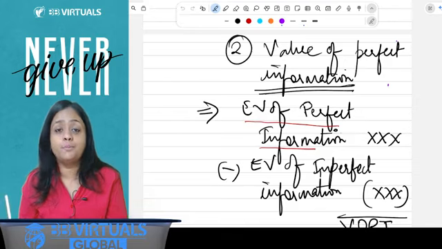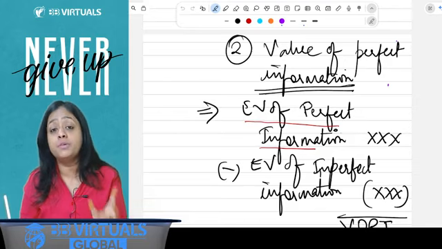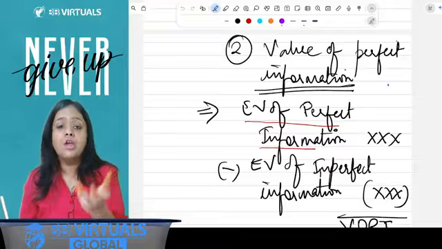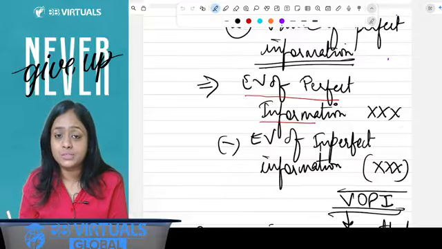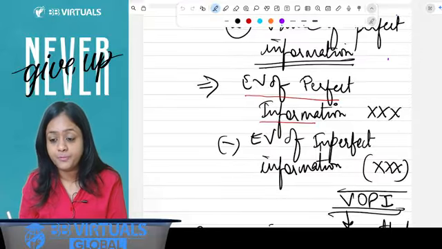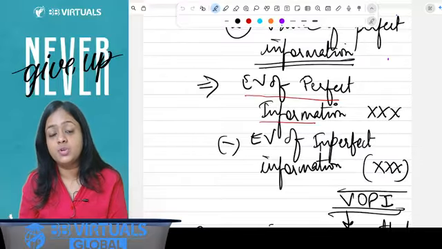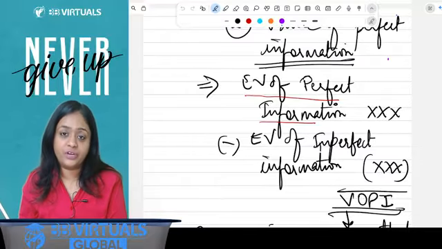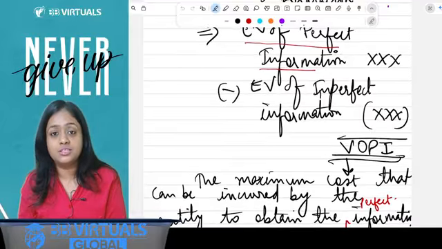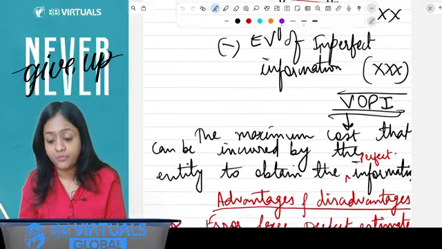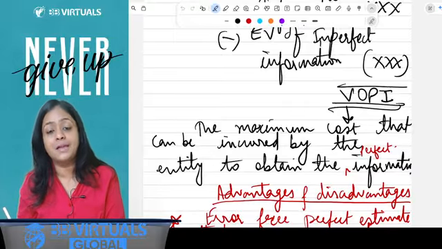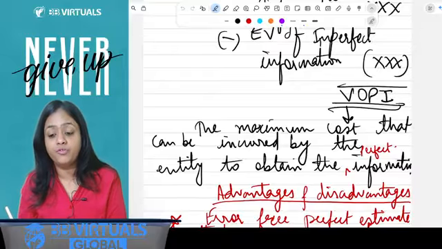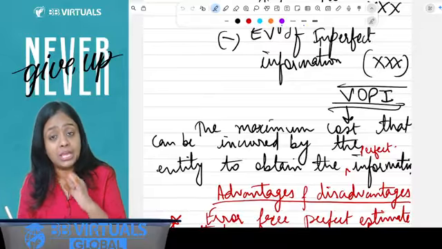How can you derive the perfect information? It simply means how much cost the entity should bear to derive this perfect information. So you calculate the expected value of perfect information, and from this you reduce the expected value of imperfect information. The answer that you get is the value of perfect information. That means this is the maximum cost that can be incurred by the entity to obtain the information perfectly, accurately.